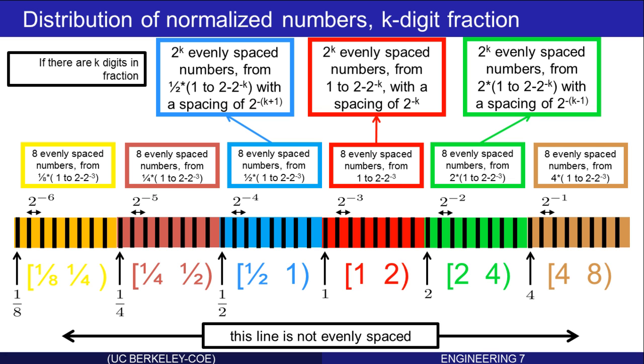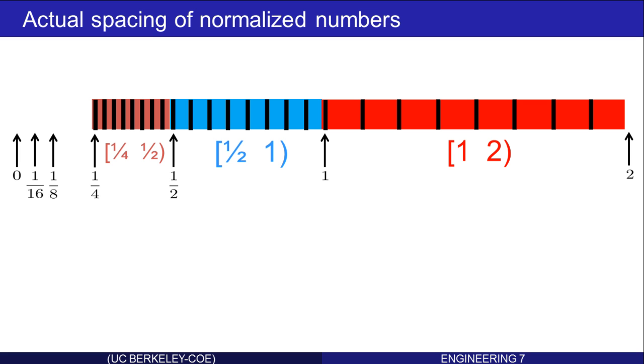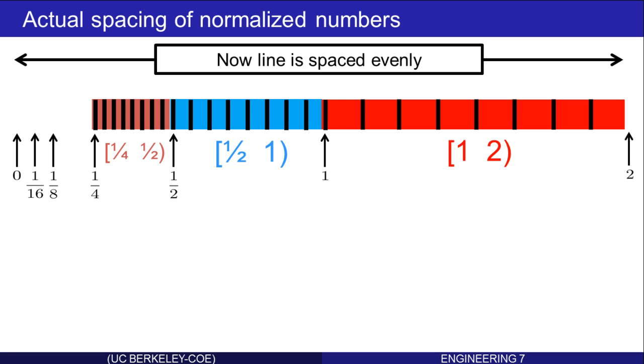Let's look at the actual spacing of normalized numbers. Here are three of the intervals: the interval 1 to 2, the interval 1/2 to 1, and the interval 1/4 to 1/2. For 3 digits anyway, that shows the actual spacing. This line is spaced evenly.